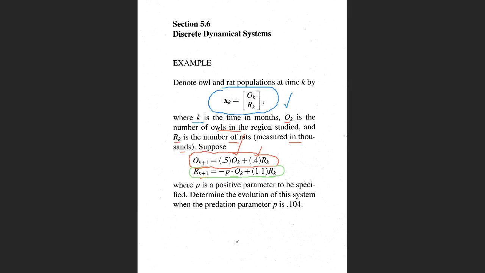The number of owls and rats that are present in the k plus first month depends on the number of owls and rats, of course, that are present in the kth month by these two equations. And they don't just come up with these equations out of the blue. There is data that is taken, and based on the data, they come up with equations.